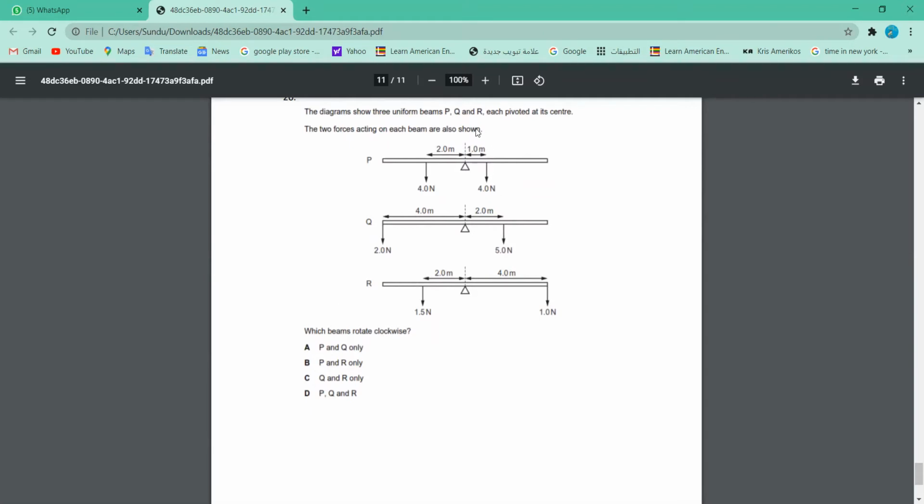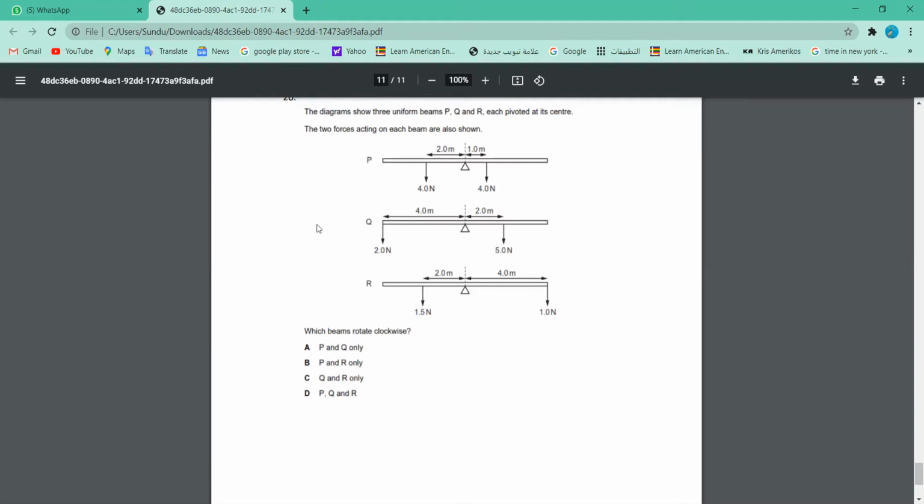So let's look at this. Clockwise is 4 multiplied by 1, which is 4. Anti-clockwise is 8. 8 is greater than 4, so this will rotate anti-clockwise, not clockwise. Okay, are you with me? So P is definitely wrong.